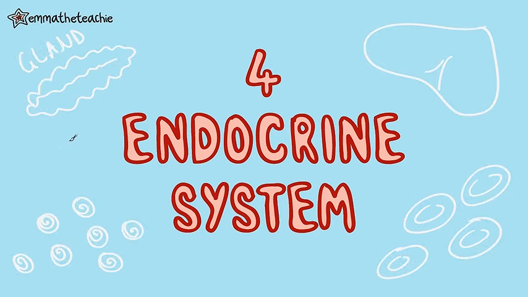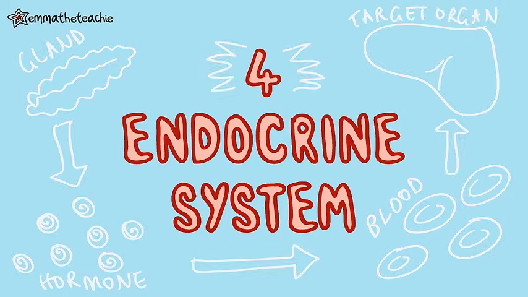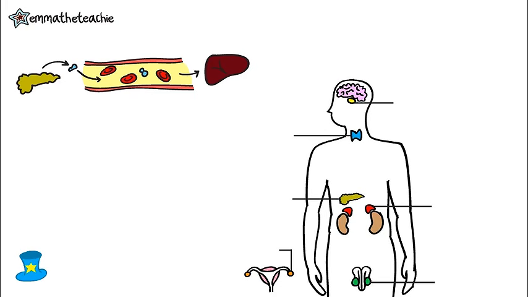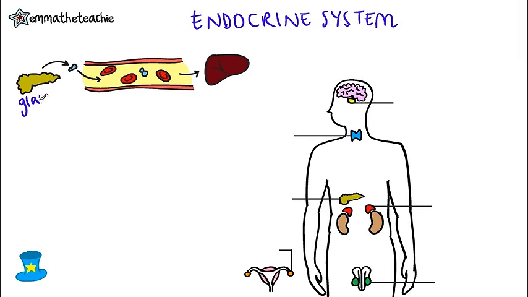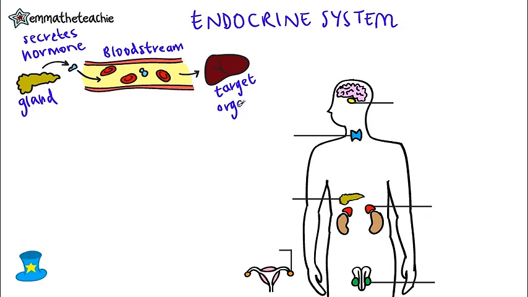4. The endocrine system. We learned about the nervous system in a previous video, and now we're learning about the second system, the endocrine system. This is composed of glands, like the ones you see here. Glands secrete hormones into the bloodstream. They travel through the blood to their target organ, where an effect is actually produced.